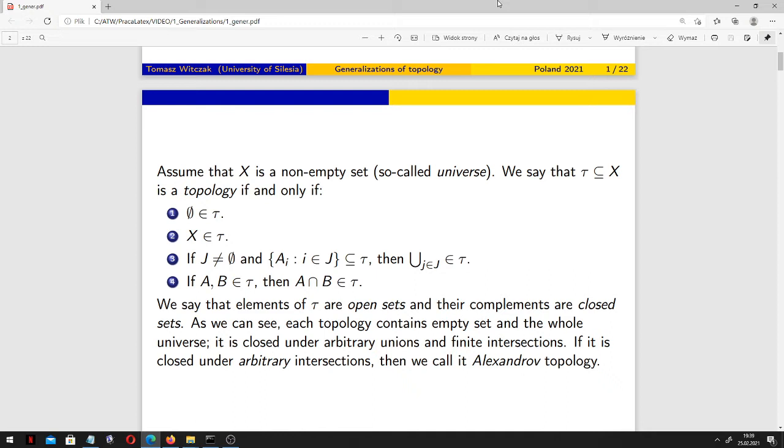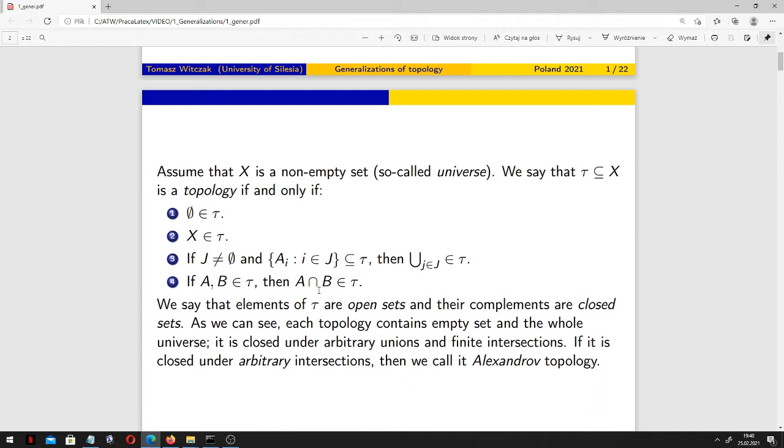We call it topology if and only if the empty set belongs to tau, and the whole universe belongs to this family. If we have a certain family of sets, finite or infinite, such that each element of this family belongs to tau, then also their union belongs to tau, to our topology. Moreover, we have this restriction that if we have two sets A and B such that both of them belong to tau, then also their intersection is in our family.